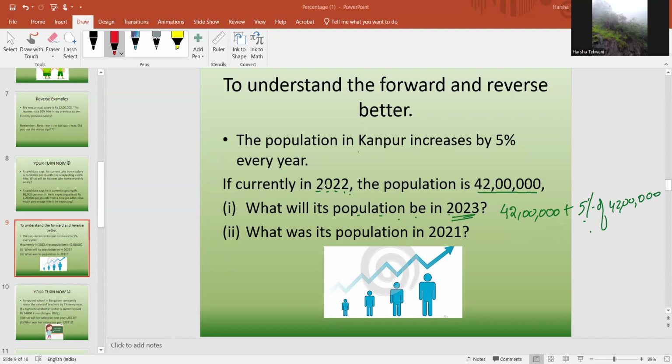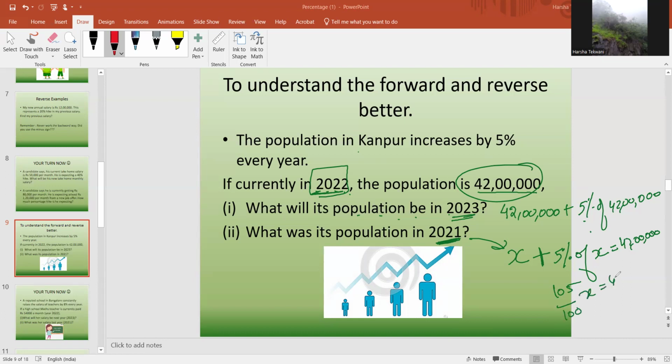But look at this. We are in 2022 and we want the population of the past, 2021. So we do either the X way or the 100 way. If it is the X way, let the population of the past be X. On that, a 5% rise happened so as to give us the current population, 42 lakh. This is one approach. After taking LCM, you get 105 by 100x is 42 lakh. So x is 42 lakh into 100 by 105. You can work it out.